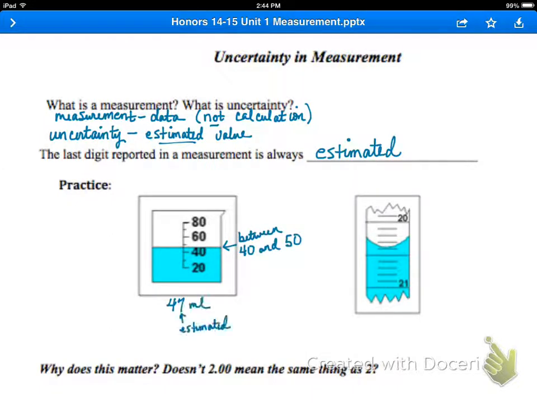And we are going to estimate where it is in the middle. So we know it's between 40 and 50, and we can estimate 47. It might be that you estimated 48, and that would be okay. But this 7 here is the estimated value, and it's always the last digit.